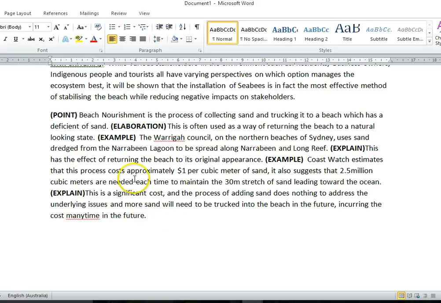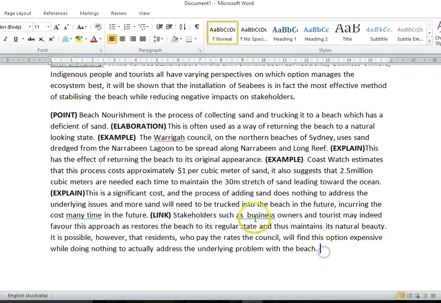So in fact what we have here is the paragraph actually has a PEEL structure to it because we have more examples to talk about. So you may have 2, 3 or potentially even 4 examples which you include, and every time you have an example you should explain why it's important. But in this instance let's move on. So we're now going to go to our link. So this is where we come back to the question.